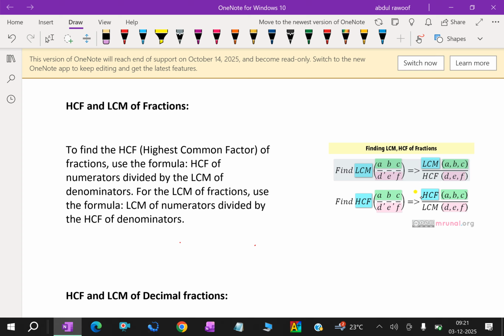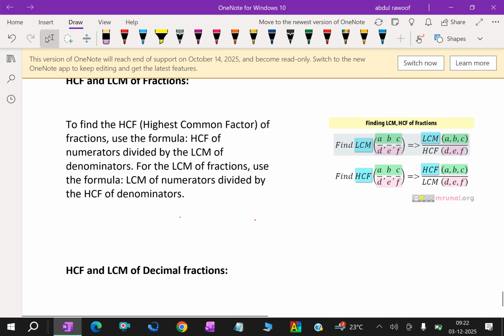We'll do one good example. We'll select one example. Okay, suppose 2 by 5 and 3 by 4. You have to find the HCF of this.